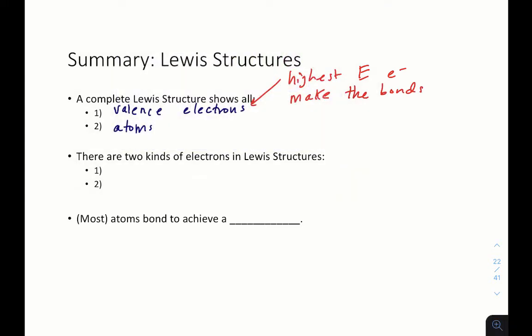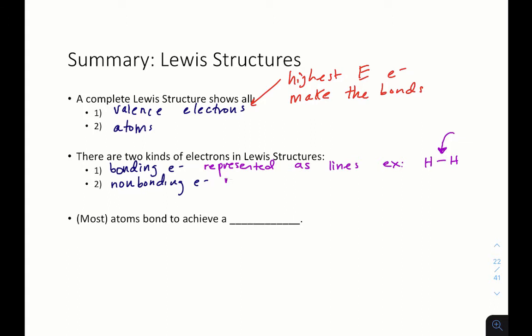There are 2 types of electrons in Lewis structures. They are the bonding electrons and non-bonding electrons. We represent bonding electrons as lines, just like we showed for the hydrogen molecule in the beginning of our discussion.